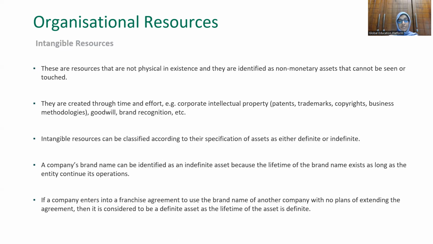And when it comes to definite, if I talk about a definite example, an asset where you have a legal agreement to operate under another company's patent with no plans of extending the agreement will be called a definite intangible asset. Now, the agreement has a limited life and classifies as a definite asset. So an agreement is generally a definite asset.